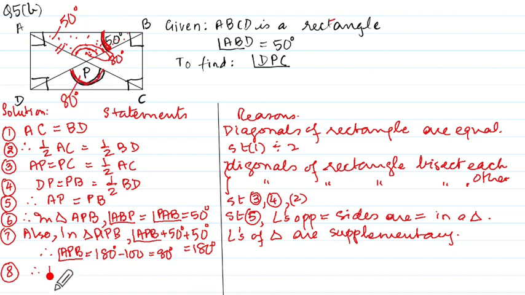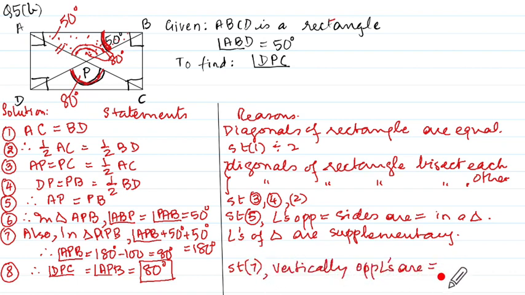So we'll say therefore angle DPC is equal to angle APB equal to 80 degrees, and this is your answer. But the reason here will be statement 7 and vertically opposite angles are equal, and we have proved. Okay, so hopefully you have understood this. This was simple enough. Let's move on to the next question.